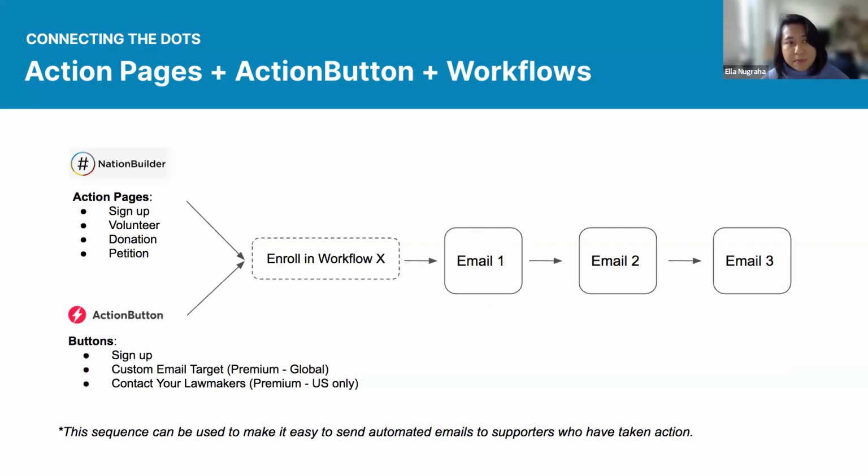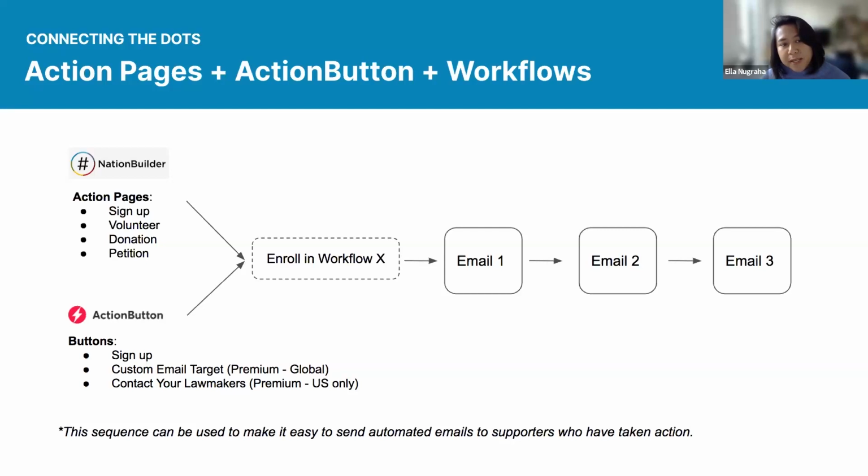This is another example of how you can connect the dots between action pages, ActionButton, and workflows. For example, you might have new supporters landing on your website from different places. People might come into contact with your organization from a sign-up page, a donation page, a petition page, or an action button that you've shared on social media.